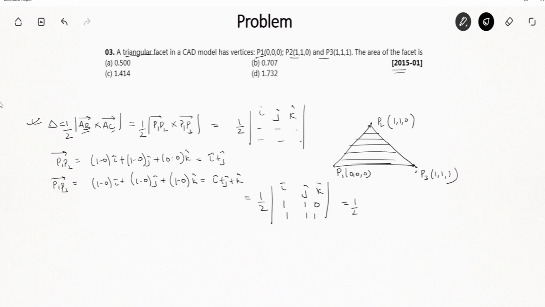If you solve it, it will become 1 by 2 mod of i minus j, and the modulus of i minus j is root 2 divided by 2. You will be getting it as 0.707. So the right answer is option B, 0.707. Now we will move to the next question.